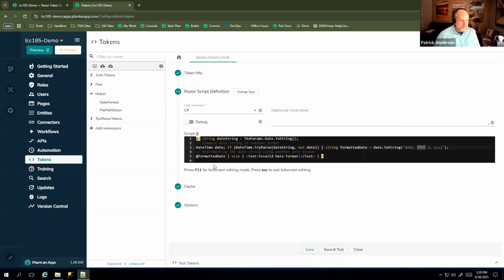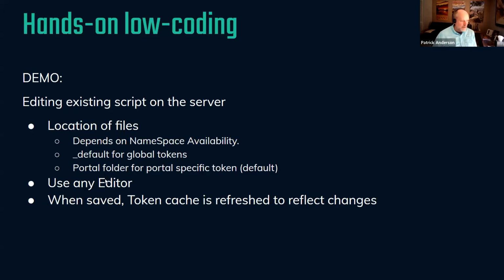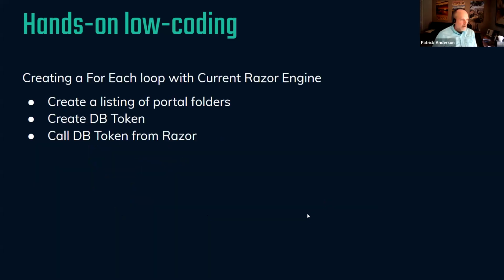Okay, so we have that. So now let's see. Let me go back to the presentation. Take a look at that again, and see where we come. So I've showed you that using an editor on the server, and that you get a refreshed token right away. So now let's take a look at creating a for each loop with our current Razor engine, and I'm going to do that too. We're going to take a look at a list of portal folders.